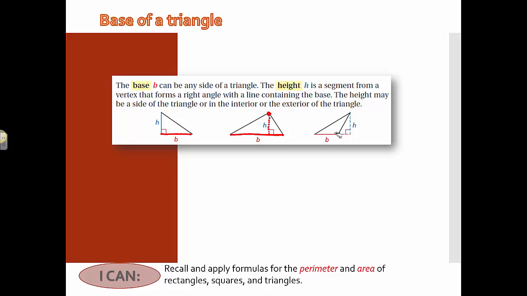Lastly, if we have a triangle with an obtuse angle, your base is here. Your base does not extend out to that dotted part. But your height has to start at this vertex, and it has to come down perpendicular to, that's why they said a line containing the base. So the height can come down and be on the outside of the triangle, but the base is still just that side of the triangle.